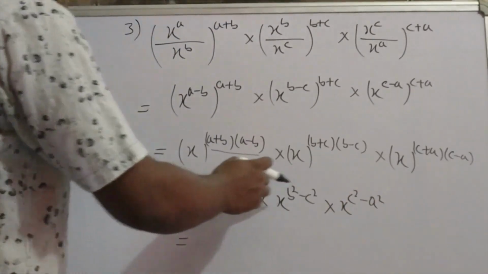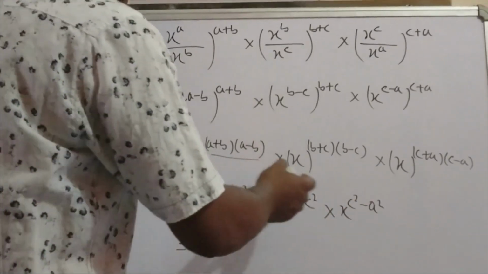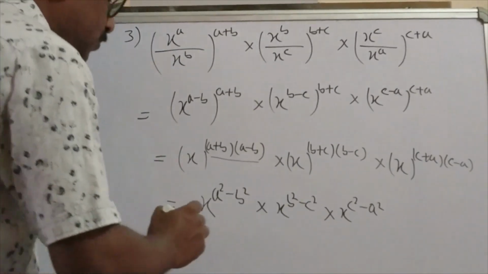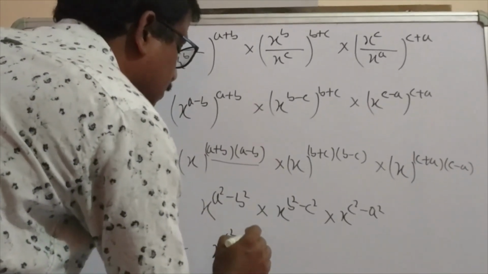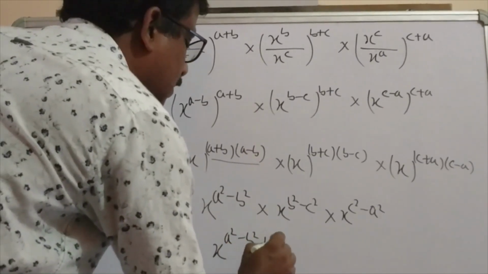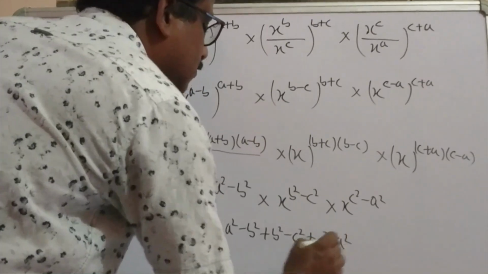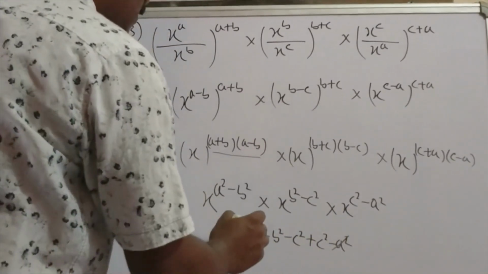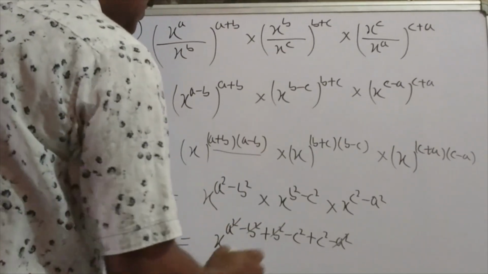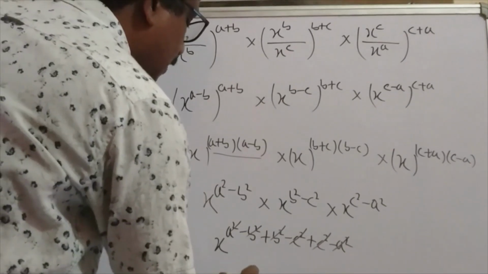So now it is multiplied. Everywhere the base is same, x. So we have to add the power. So x to the power a square minus b square plus b square minus c square plus c square minus a square. Here plus a square minus a square cancel, plus b square minus b square cancel, plus c square minus c square cancel. So everything is cancelled.